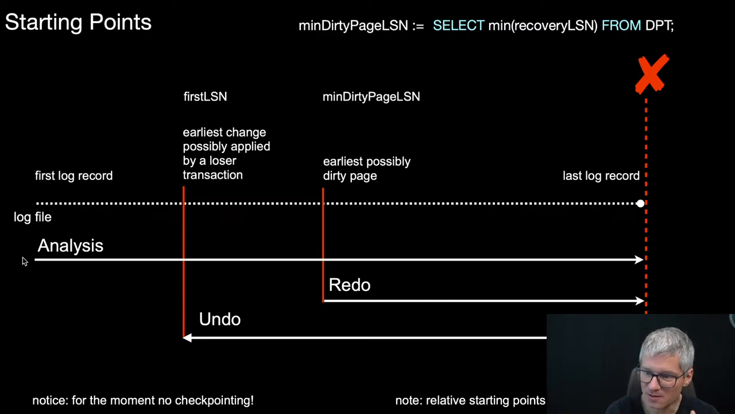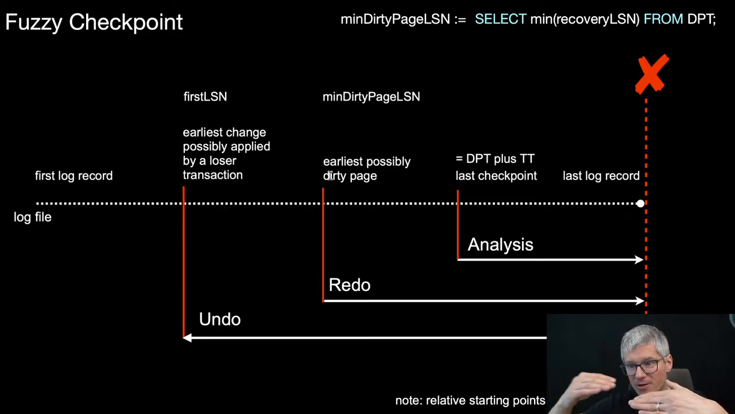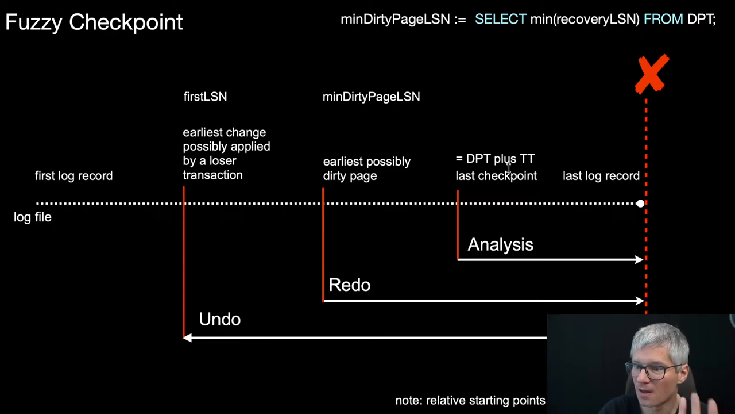I write the current state of the dirty page table and the transaction table to the log. And that is called a fuzzy checkpoint. So basically, in normal operation, while performing updates and writing out update log records, I write out the current state of my dirty page table and the transaction table to the log file. And recall, the purpose of the analysis phase is to reconstruct the dirty page table, the transaction table, and the min dirty page LSN. So now if I start the analysis phase, the only thing I have to do is go to the most recent version of the dirty page table and transaction table I find in the log file.